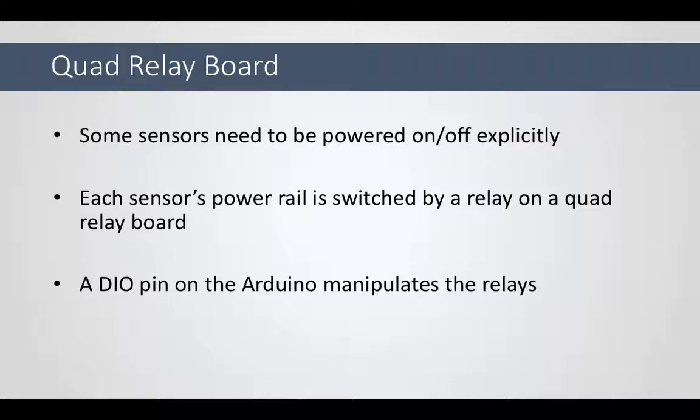To prevent unnecessary power loss, all sensors need to be powered down when they aren't gathering data. This is achieved by switching the sensor's positive power terminal with a relay. Each of these relays is actuated with a DIO pin on the Arduino.